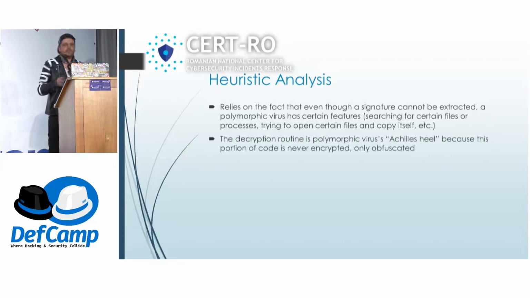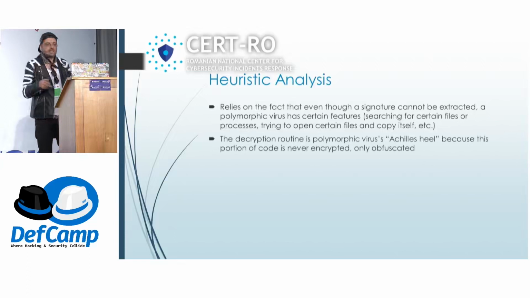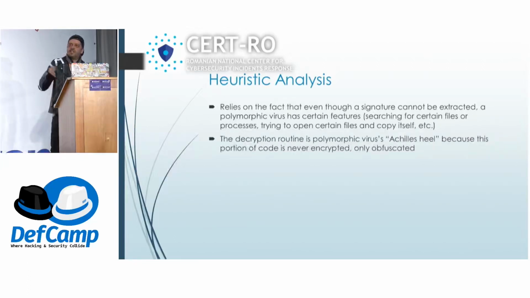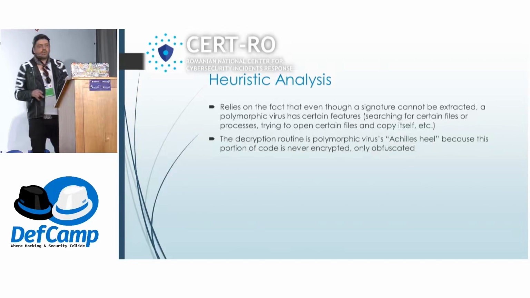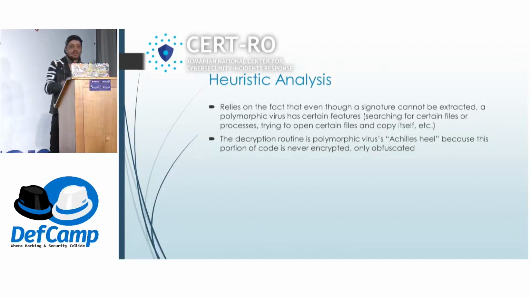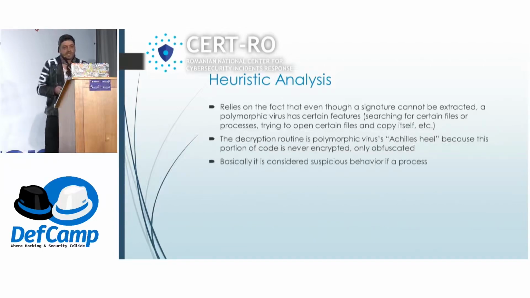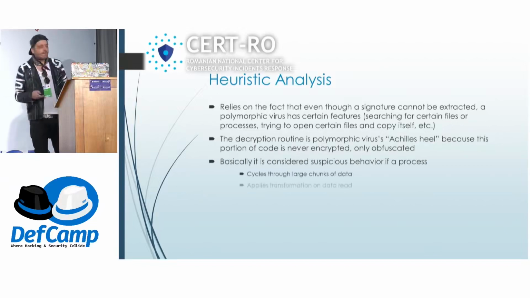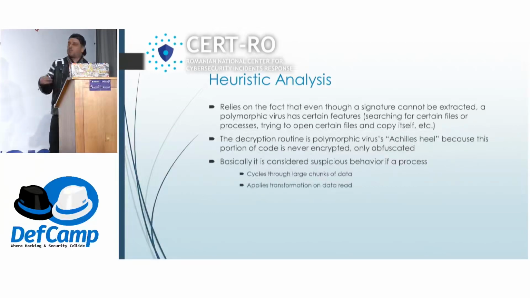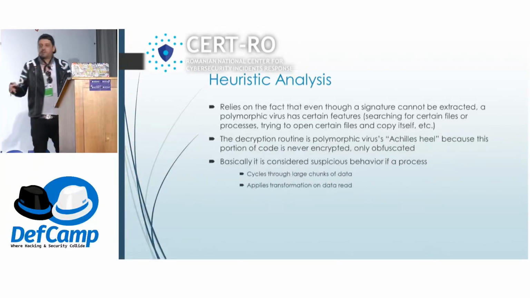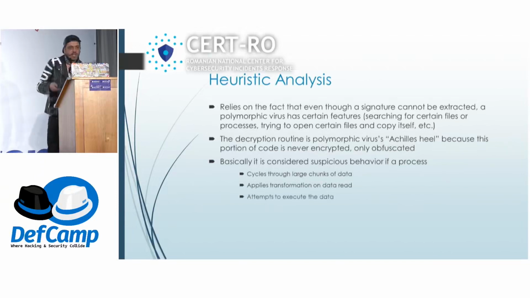The decryption routine of a polymorphic virus is, in fact, its Achilles heel, because this portion of code is never encrypted, only obfuscated. This means that the code is there, but you have yet to understand what is happening. So basically, it's considered suspicious behavior if a process cycles through large chunks of data, applies transformations on the data read, like a decryption function, and then tries to execute the data that it read.